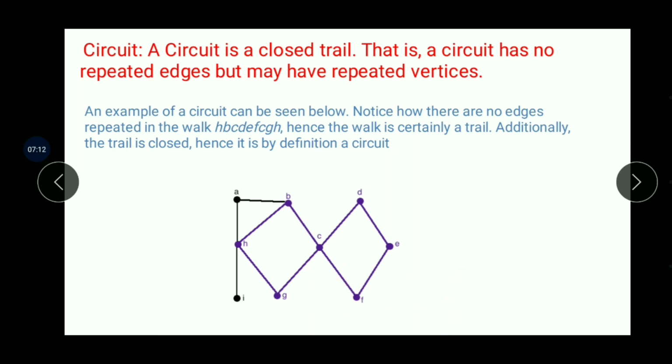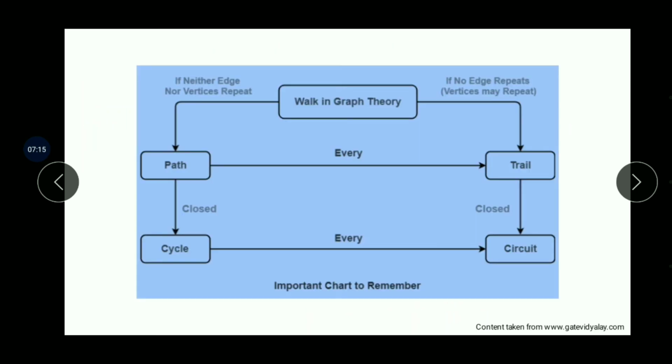So you can summarize everything here in this flow diagram. What is a walk? A walk is a sequence containing vertices and edges. When in a walk there is no repeated edge and no repeated vertex, then that walk is called a path. Whenever the path is closed, it becomes a cycle. And when there is no repeated edge, then it is a trail. And when the trail is closed, it becomes a circuit. From this chart everything will become clear to you. You can take a screenshot of this.